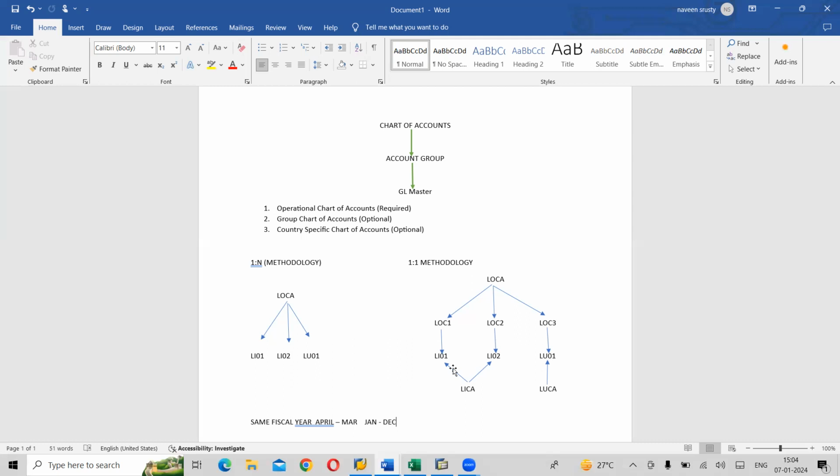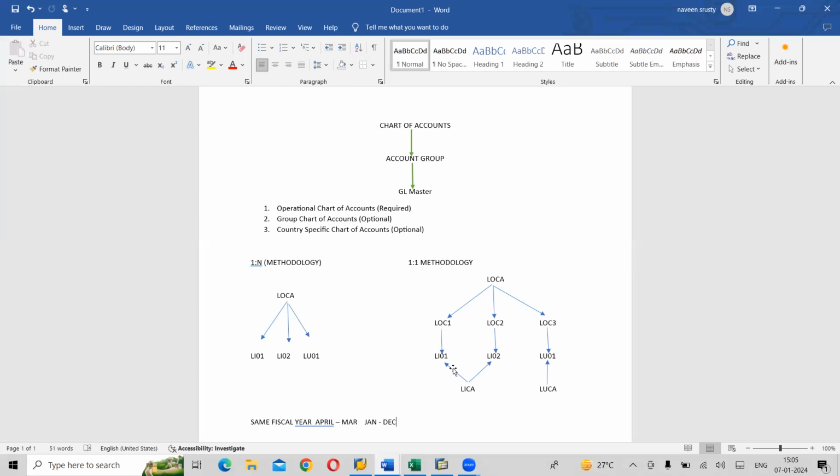Based on this, we can record all transactions and generate reports for internal and external purposes.